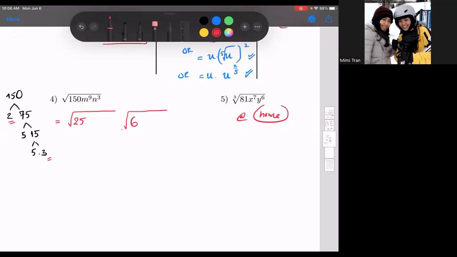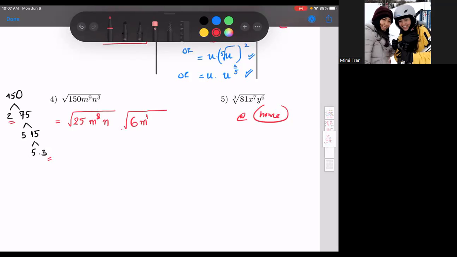So 25 is the perfect square, hence I put it on the left. 6 is not, I put it on the right. Next, m to the 9. I want you to split it apart. One of the m's is going to be divisible by the index 2. What is the largest number next to 9 that can divide into 2? 8. So m to the 8, right? And how many do you have left? 1, right? How about n?